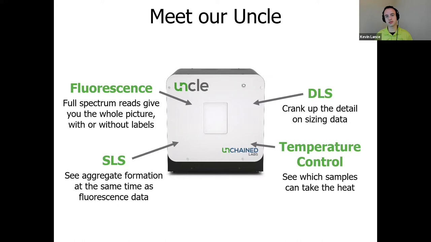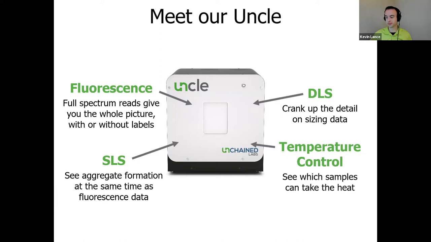And lastly, dynamic light scattering, or DLS, gets a really excellent picture on size and size distribution on your sample, helping you understand if you're starting with nice monodisperse AAV capsids or if your sample has already undergone some aggregation process. And the temperature control that I mentioned allows you to do these experiments at room temperature, elevated isothermal temperatures, across heat ramps, which is the most common, or any variety of different thermal profiles.